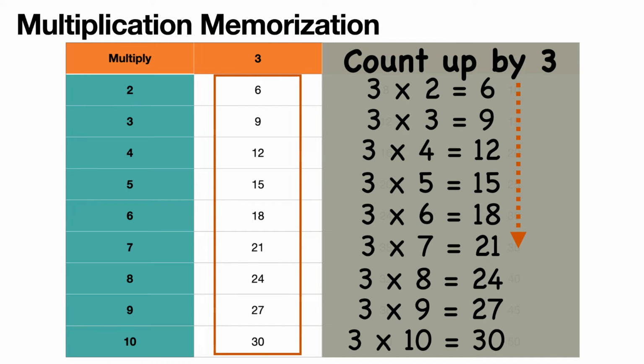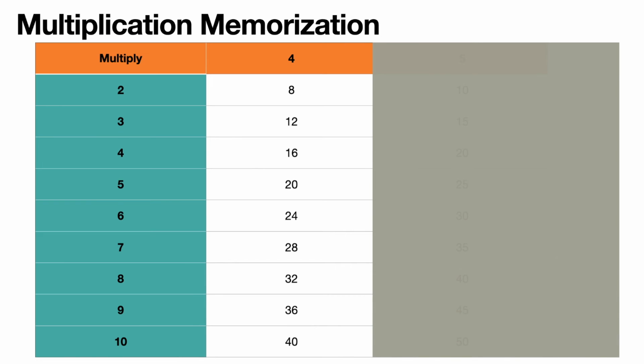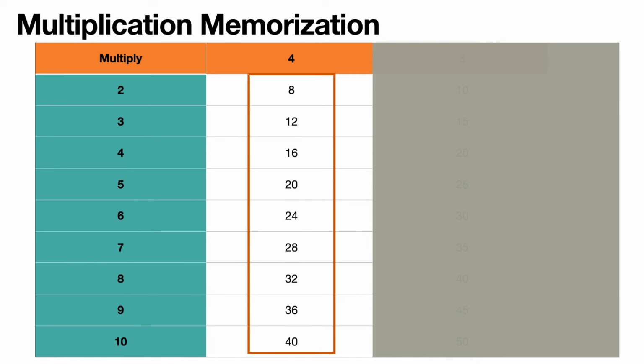So let's also look at 4s and any tricks we can think about in terms of 4. Let's isolate on the 4s. We're going to block out everything right now and look at the 4s. We're going to do a similar type of strategy as with the 3s. We're going to go ahead and just count up by 4. Pick a number that we know. We start at 4 times 2. We know that that's 8, right? That's 2 4s. That's 8. And now let's just go up by 4.